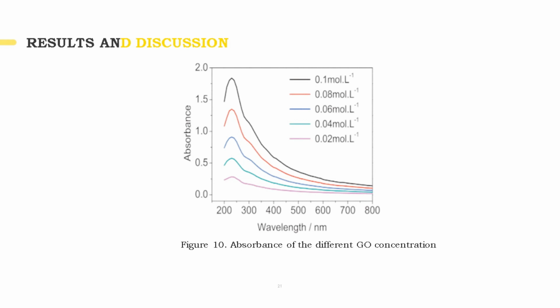The graphene oxide dispersion produced using 3.5 KMnO4 was diluted to concentrations of 0.1, 0.08, 0.06, 0.04, and 0.02 milligram per ml. Ultraviolet visible spectra of the diluted solutions are shown in this figure. The lower the concentration of the dispersion of graphene oxide, the weaker its absorbance. This allows the concentration of dispersion of graphene oxide to be determined using ultraviolet visible spectroscopy.